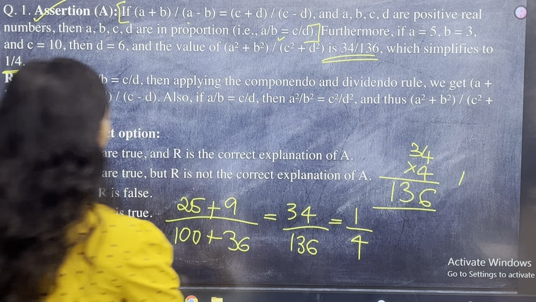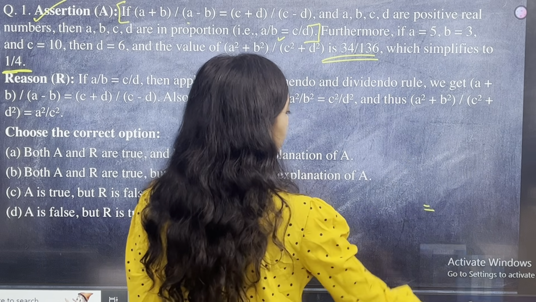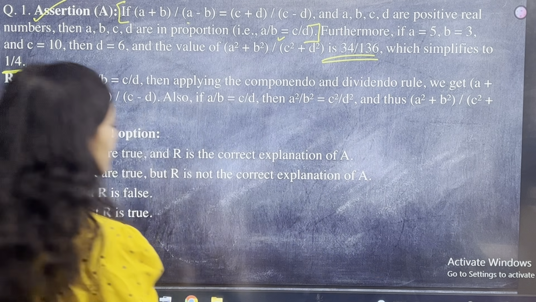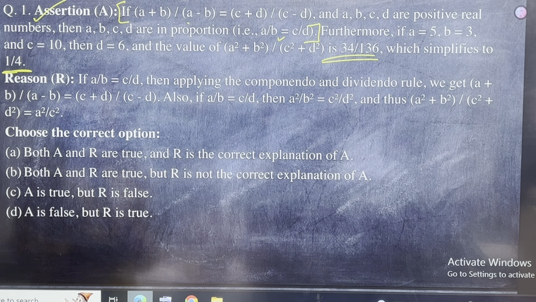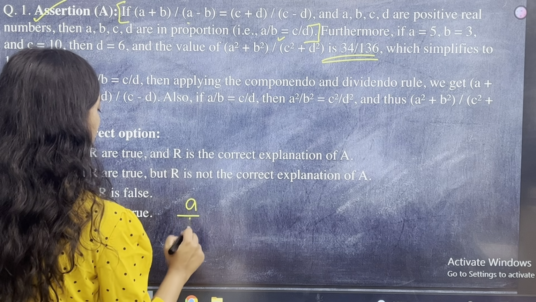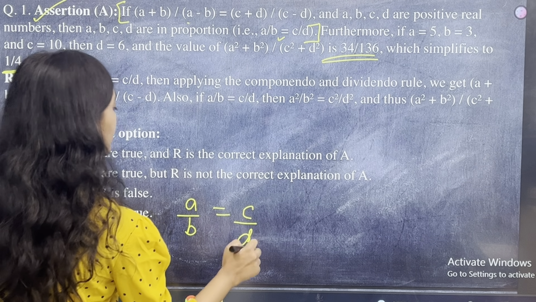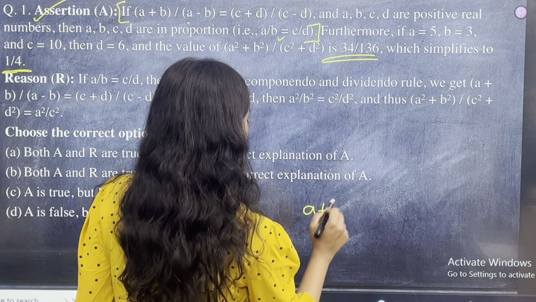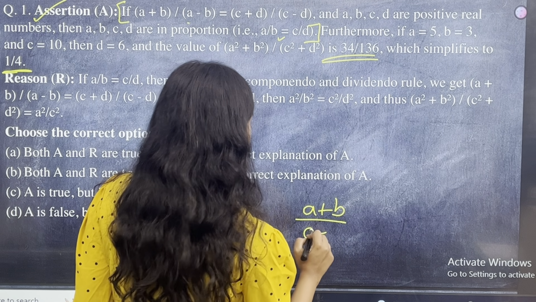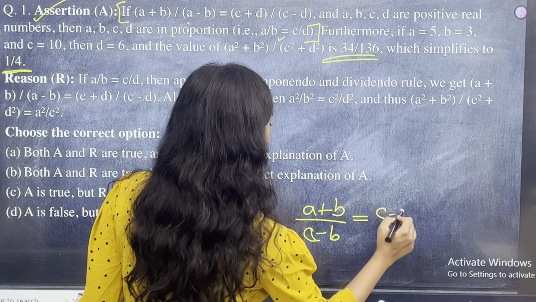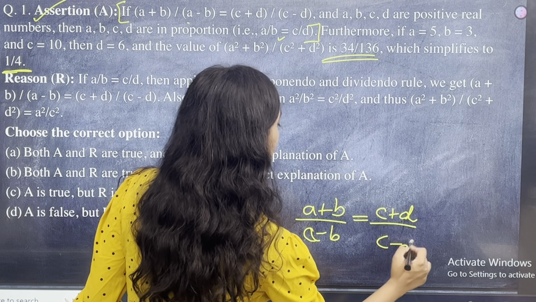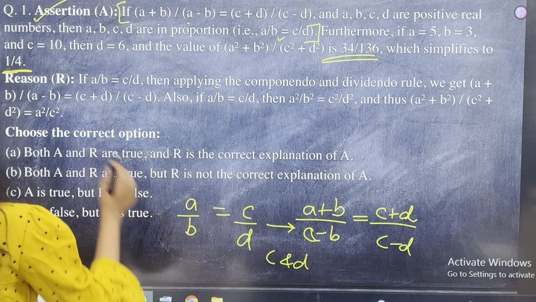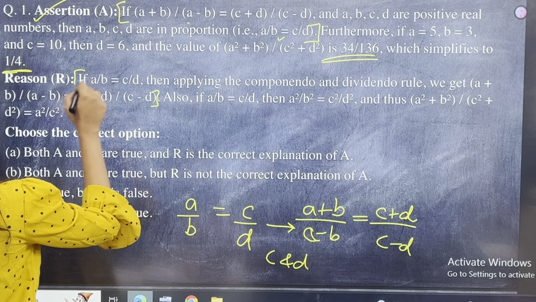Okay. Now let us go about to see whether the reasoning which they have given us is correct or not. So they say if a by b is equal to c by d, then applying componendo and dividendo, we get a plus b by a minus b is equal to c plus d by c minus d. Is this correct? By applying componendo and dividendo on this, we do get this. So this part of the reasoning is correct.